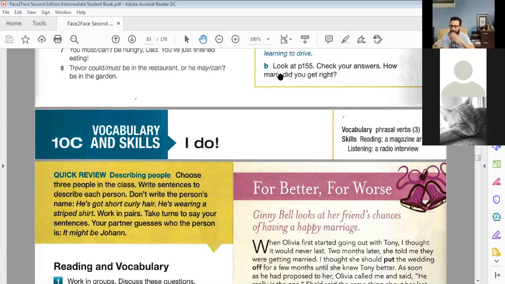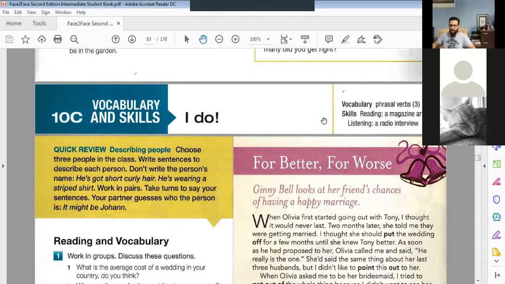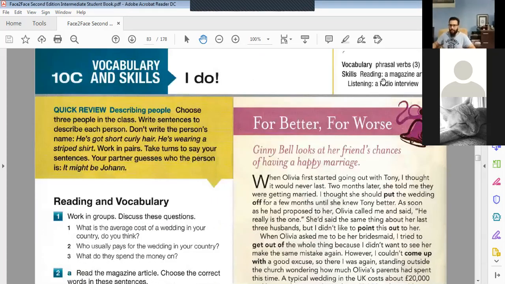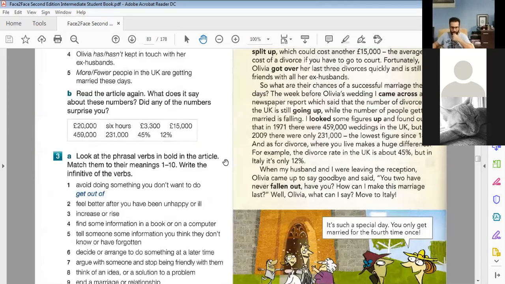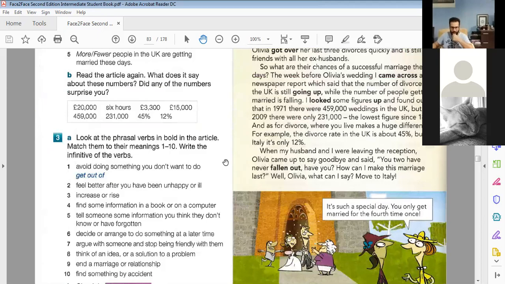All right, okay. So we can already see that from the headline or the title of the lesson, it's related somehow to marriage. But we also have a few phrasal verbs. I think the focus here is reading. It's a reading lesson this time. And maybe they're going to focus on skimming and maybe even scanning. Let me take a look at the questions so I can tell you the meanings.